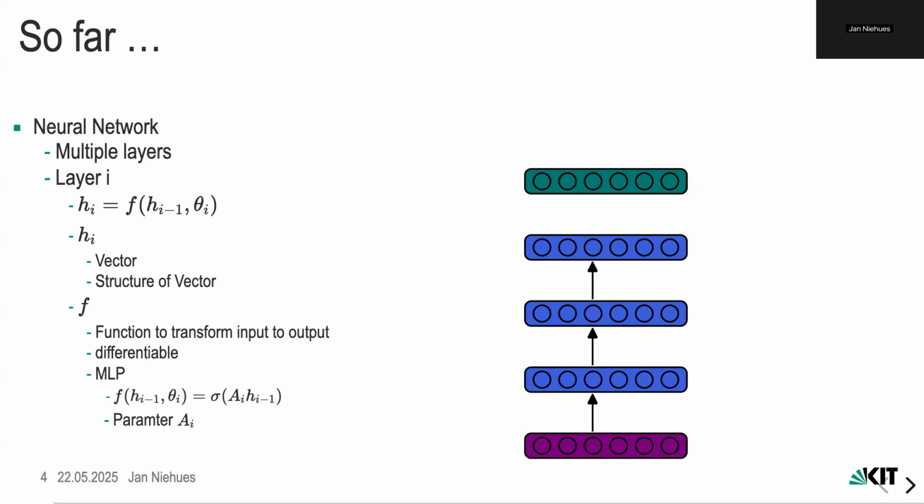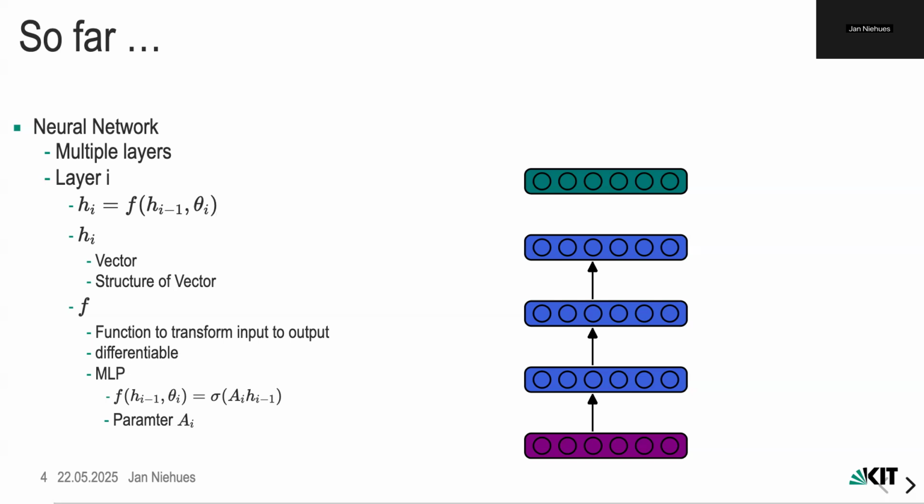And then we have F, which is a transformation of h_{i-1}, the previous hidden state, into the new one. The important thing is that it has to be differentiable, so we have to calculate our derivative there. For example, if it's an MLP, it could be something like an activation function applied to some matrix A_i times h_{i-1}, and that will be the result. This can also be an RNN or any of the other things. And this is what we currently have.